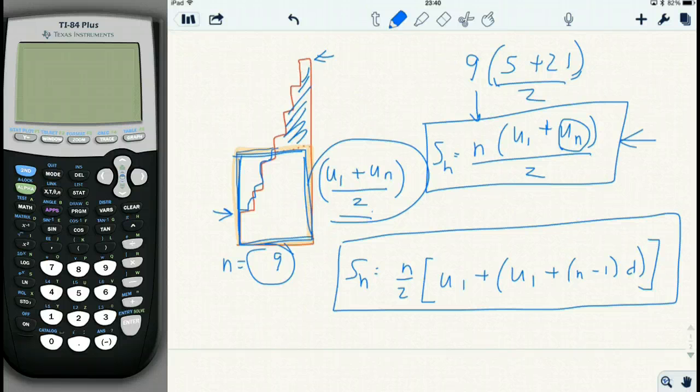Okay, so those are the three formulas you're going to use throughout the problem sets, and those are given to you on the formula sheet. All you need to know is when to use which one and how to substitute in.